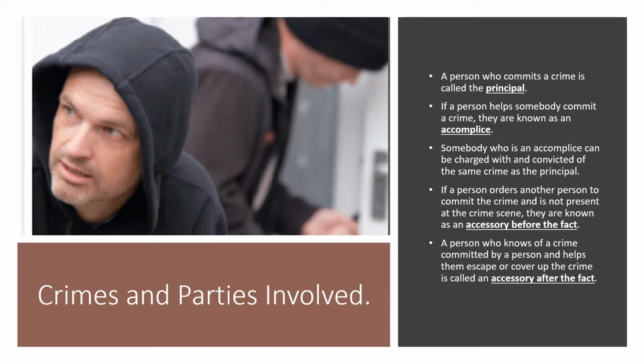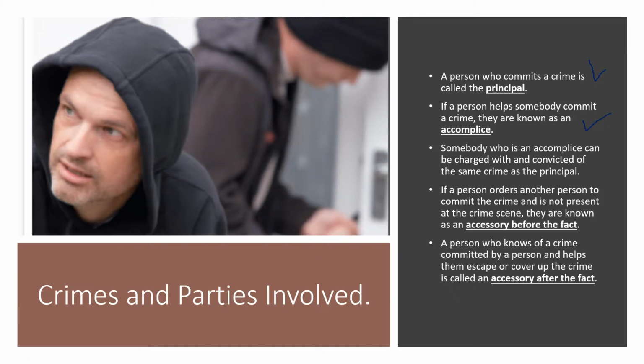Crimes and parties involved. A person who commits a crime is called the principal. I don't want you to think about the principal of our school or anything like that, but they're called the principal, okay? The person who is committing the crime. If a person helps somebody commit a crime, they are known as an accomplice.